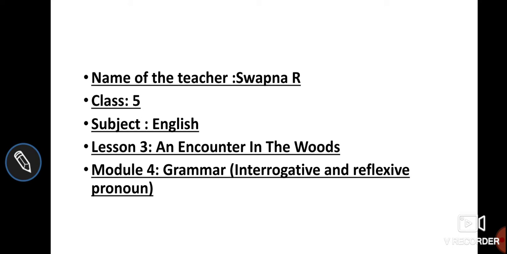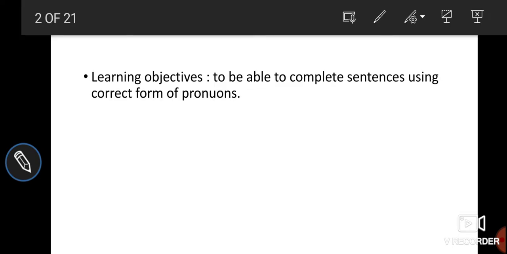Now in this module, what are you going to learn? You will be able to complete sentences using correct forms of pronouns like the interrogative and the reflexive pronoun. So let us begin and understand slowly. Okay?